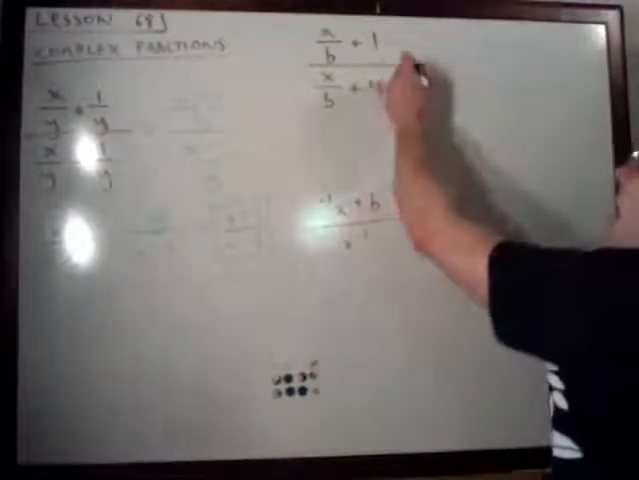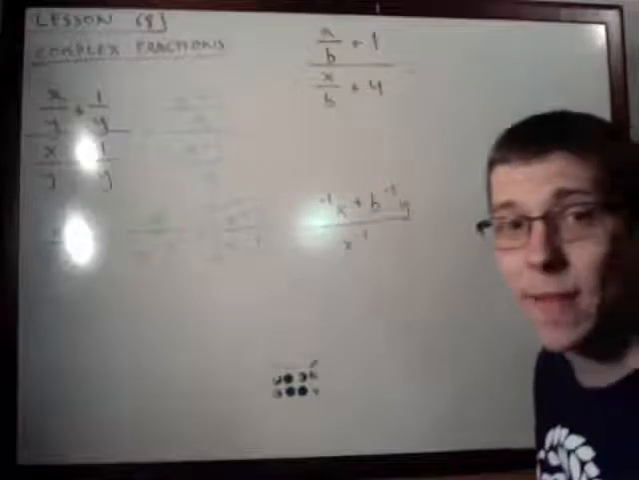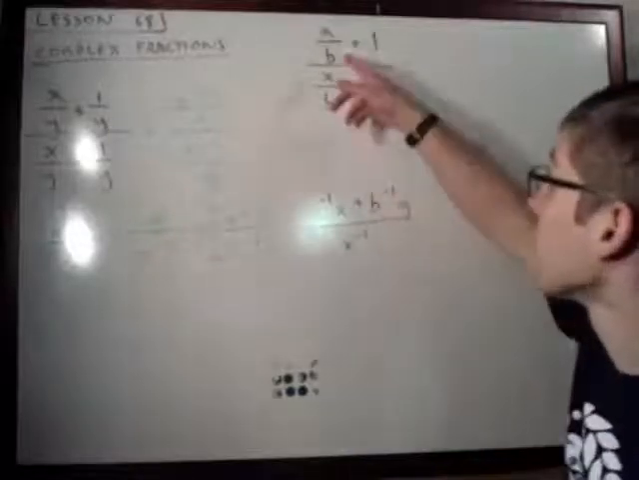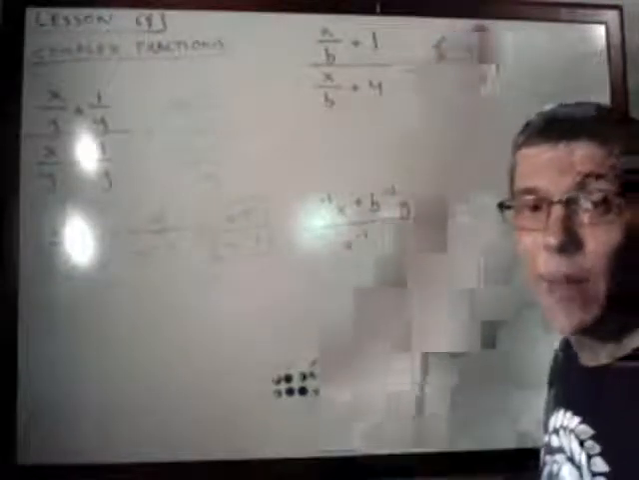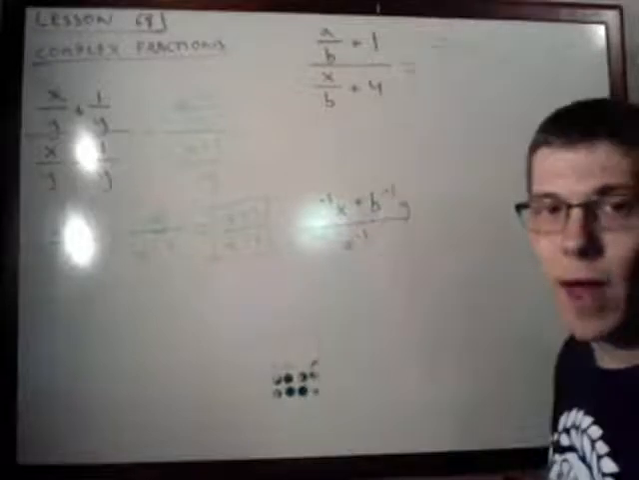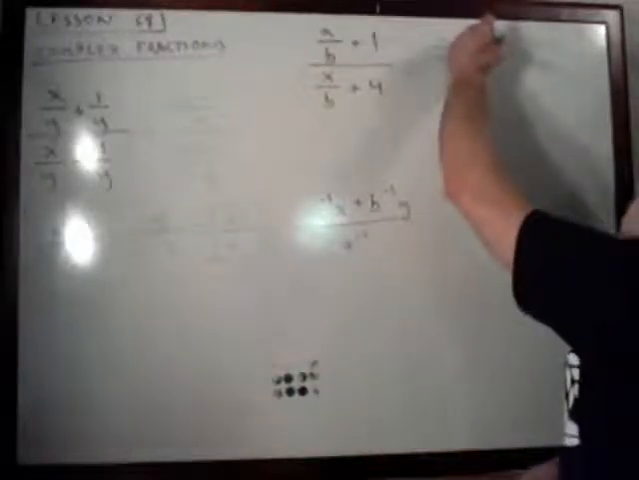So to add a over b and 1, we need to make them have the same denominator. That denominator, of course, is going to become b. So a over b plus, when we take 1 and get it to have a denominator b, that's by multiplying the top and the bottom each by b. So that's b over b.